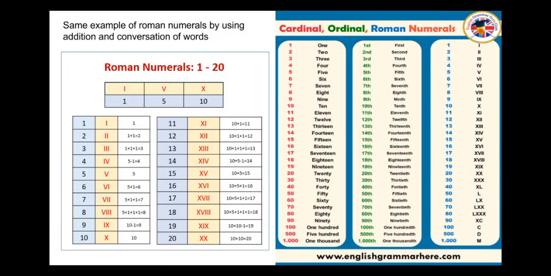Some examples of Roman numerals by using addition and conversion of words. Roman numerals 1 to 20. I is 1, V is 5, X is 10.